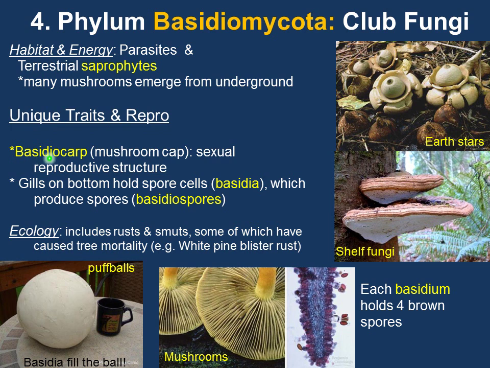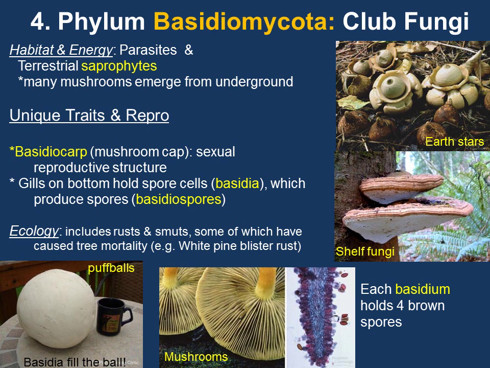They have a basidiocarp that is called a mushroom cap. That's a sexual reproductive structure, kind of like our ascocarp from the previous phylum. They have gills on the bottom that hold spore cells called basidia, which produce spores or basidiospores. The ecology of them includes rusts and smuts, which can be a big problem on many plants, some of which have caused a lot of tree mortality, like white pine blister rust.